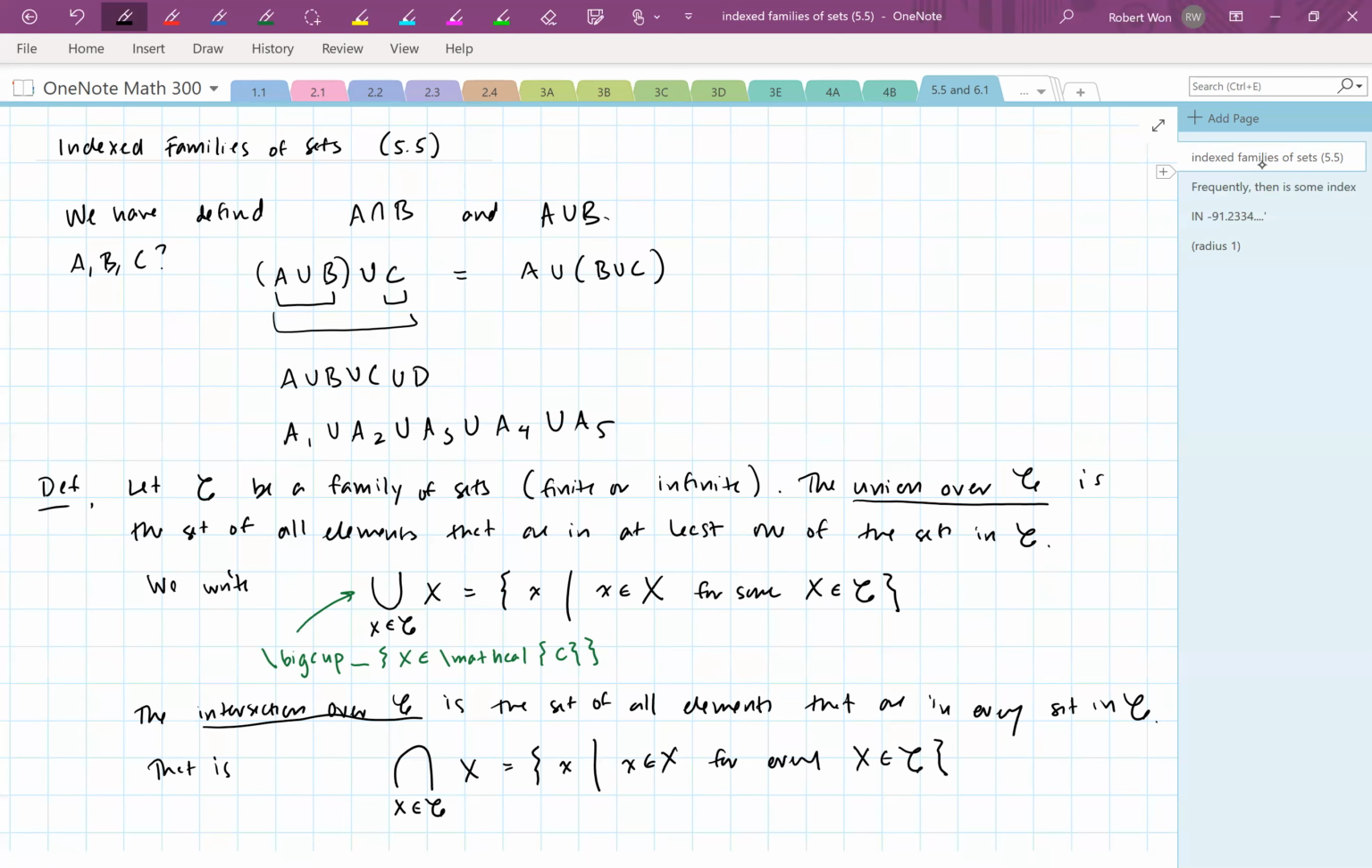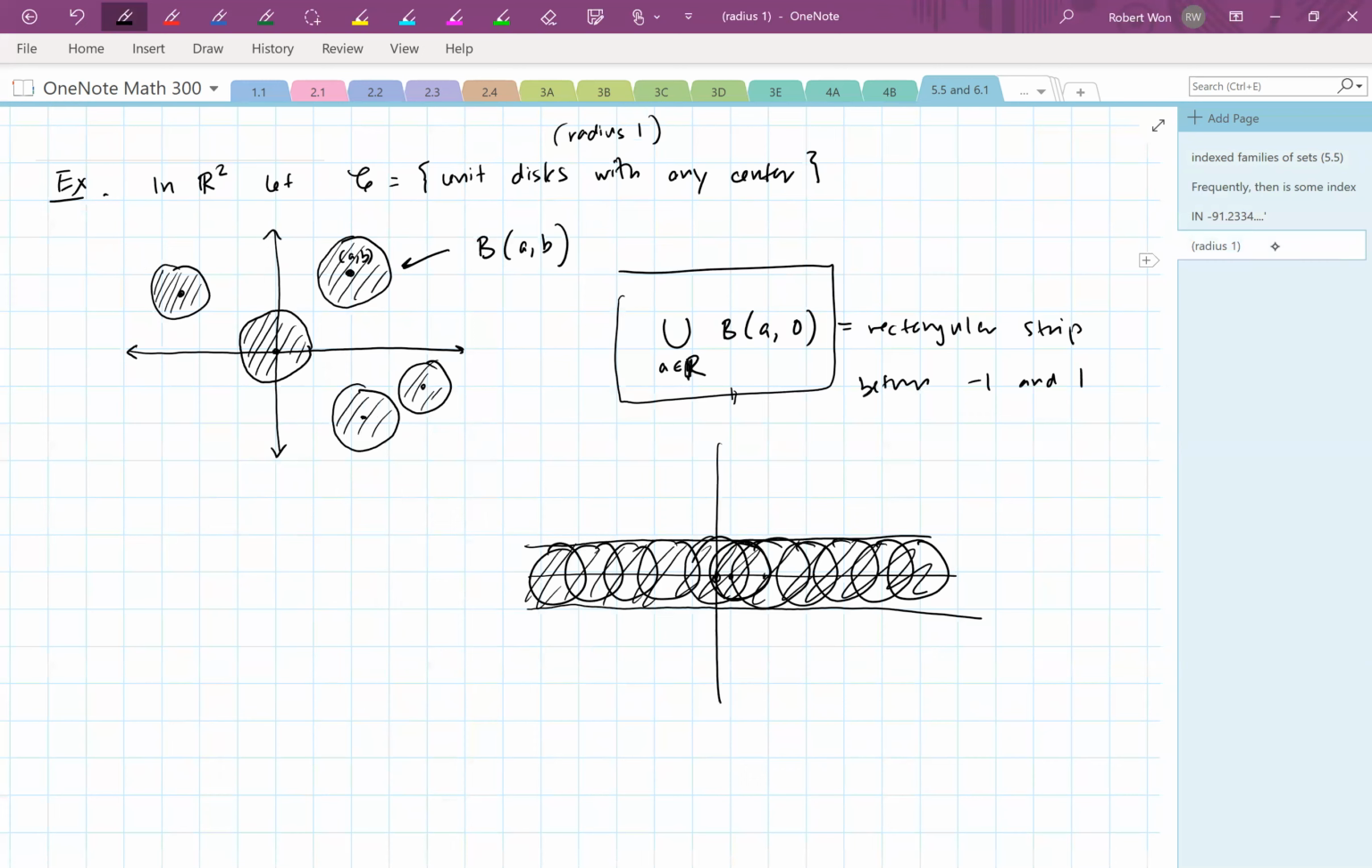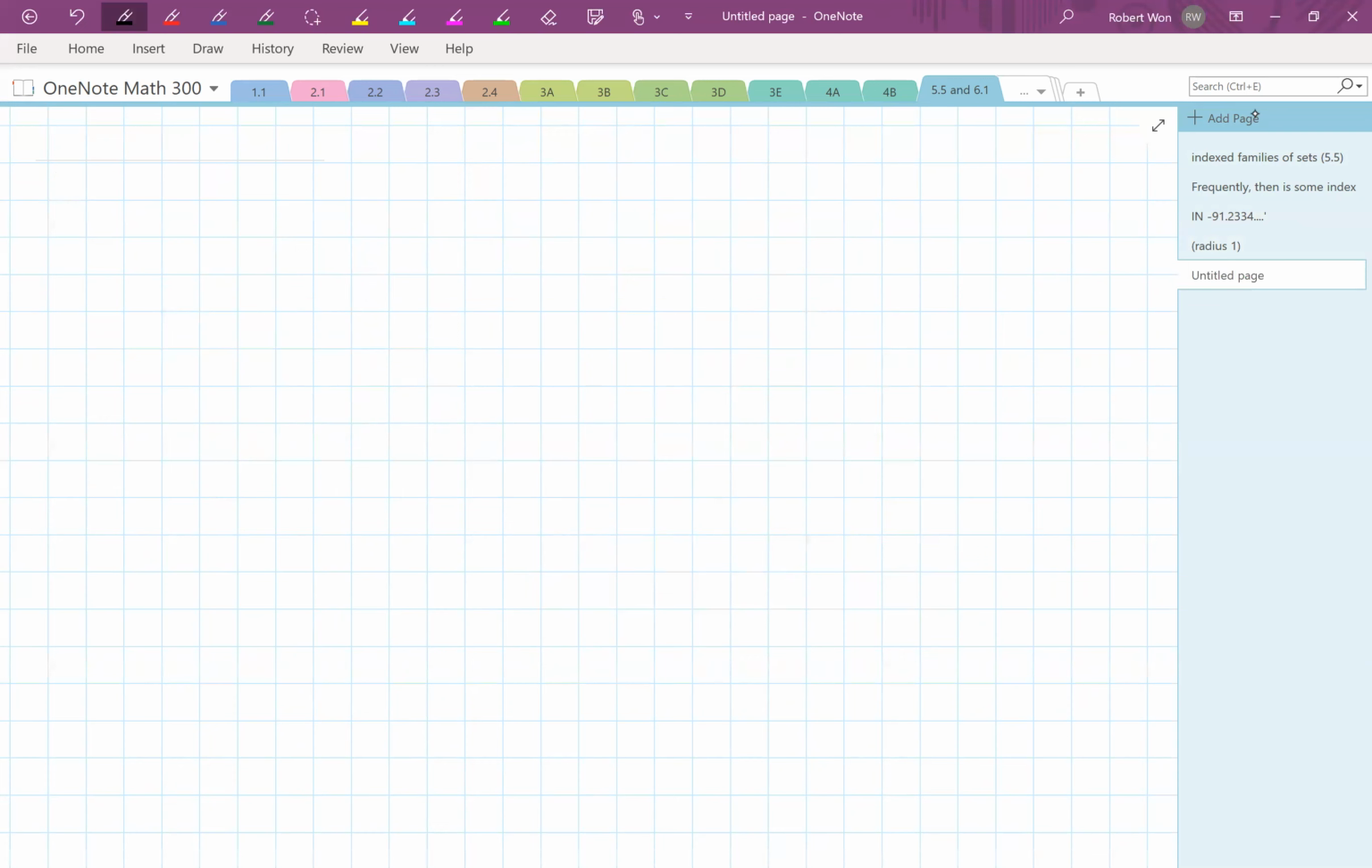So before, when you wanted to show that something was in A union B, you showed it's in A or you showed it's in B. Now, if you want to show that something is in the union of all of the B(a, 0), you should show that it's in one of the B(a, 0). Same thing with the intersection. To show that something is in an intersection, you need to show that it's in every single one of the sets. So the properties that you expect are true for these things, and I'll leave the proofs as an exercise.